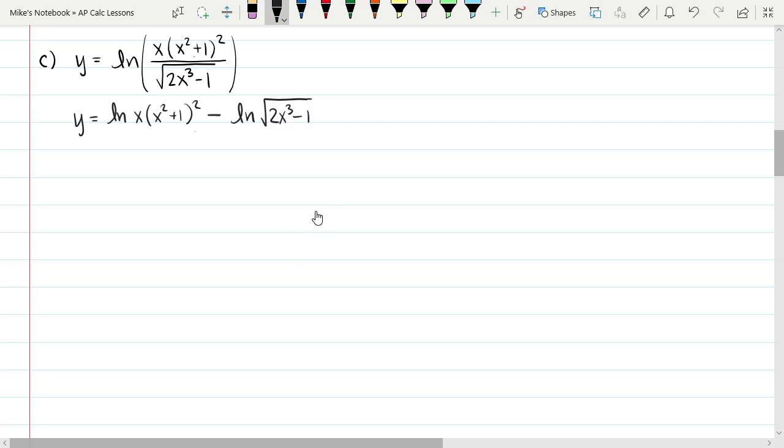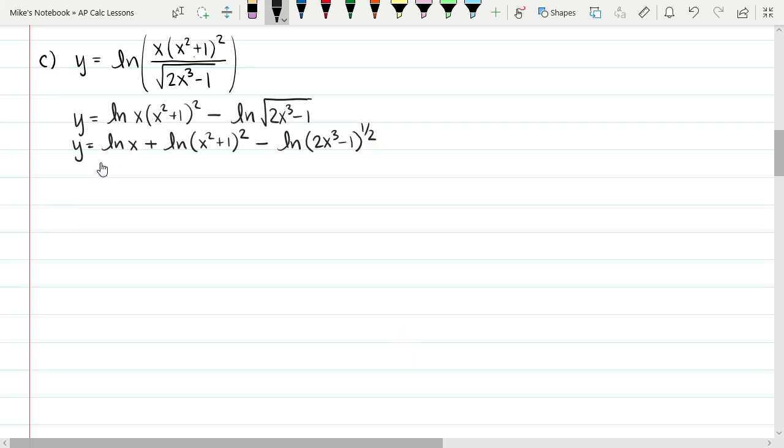Already that's looking a lot better, but there's a lot more that we can still do that's going to make this easier on us. Next, I notice that I have the log of a product. So that's going to expand to become the natural log of x plus the natural log of (x squared plus 1) squared. And then don't forget minus the natural log of, and just like everything else we've done, as soon as I see a radical, I'm going to rewrite that as a fraction power. So this is the natural log of (2x cubed minus 1) to the 1/2.